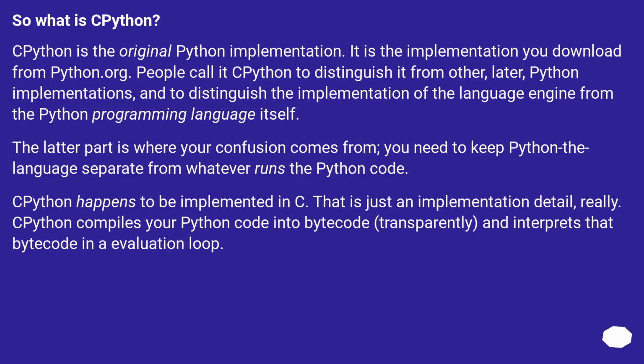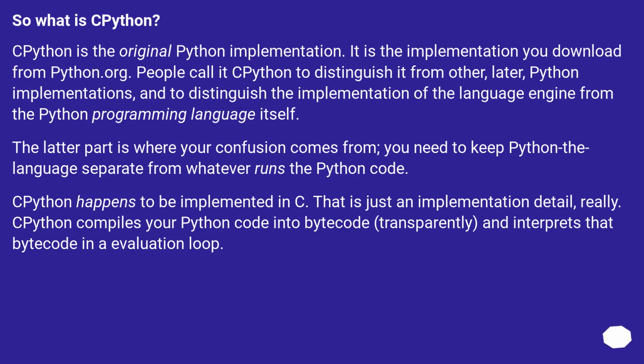So what is CPython? CPython is the original Python implementation. It is the implementation you download from python.org. People call it CPython to distinguish it from other, later, Python implementations, and to distinguish the implementation of the language engine from the Python programming language itself. The latter part is where your confusion comes from.